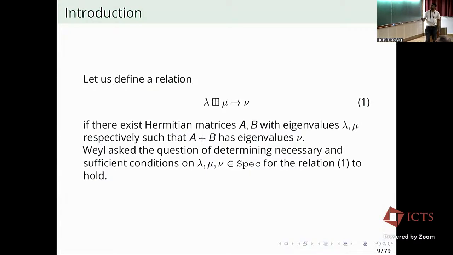Okay, so we're going to define this relation lambda plus mu goes to nu if there exist Hermitian matrices A and B with eigenvalues lambda, mu respectively, such that A plus B has eigenvalues nu. So Weyl asked the question of determining necessary and sufficient conditions on lambda, mu, and nu belonging to the spectral cone, namely real vectors with non-increasing entries, for this relation to hold. So are there any questions so far?